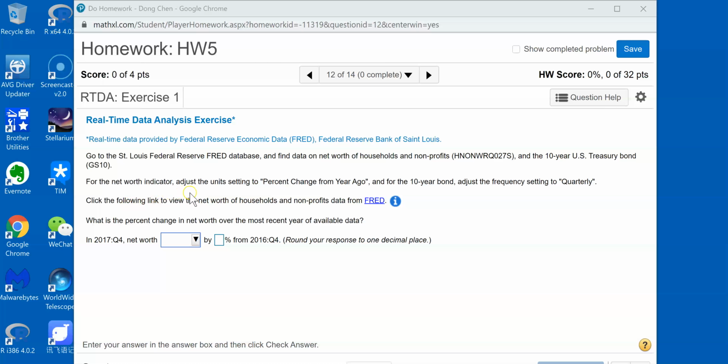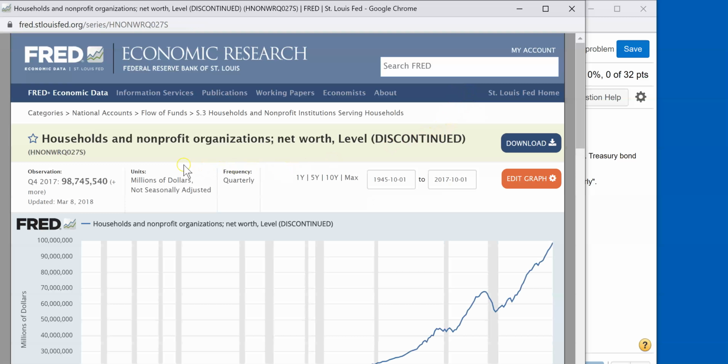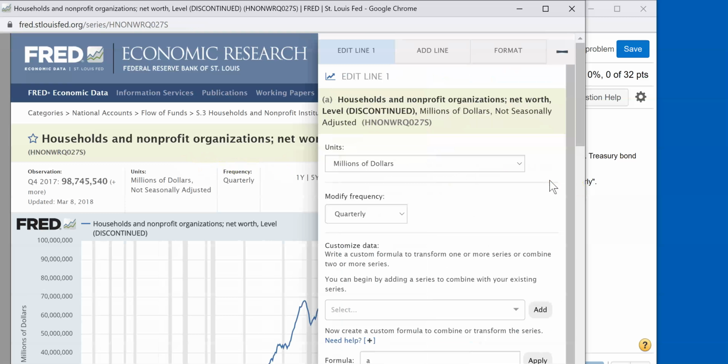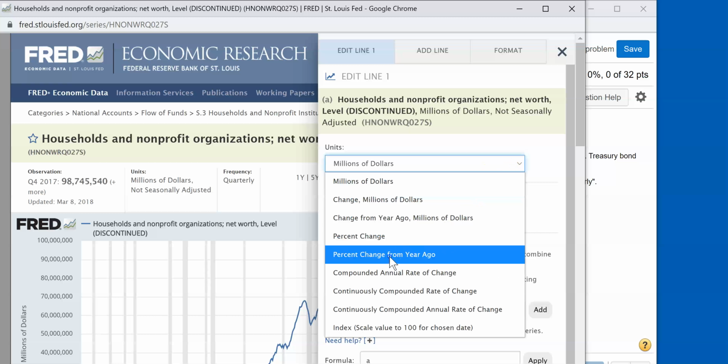For the net worth indicator, adjust the units setting to percent change from a year ago, and for the 10-year bond, adjust the frequency setting to quarterly. Click the following link to view the net worth of households and the nonprofits data from FRED. So this is directly the first variable, households and nonprofit organizations. And it asks us to change the units to be percent change from a year ago.